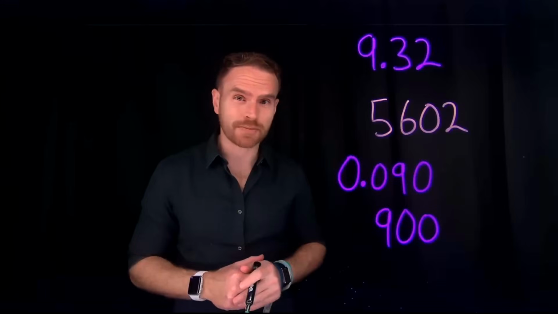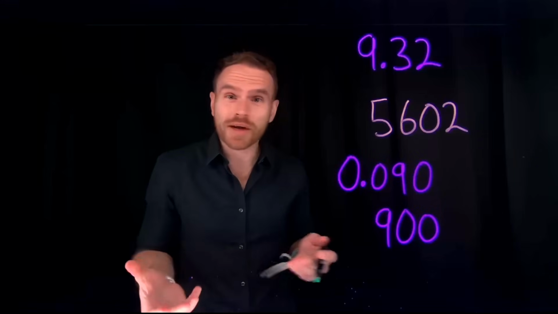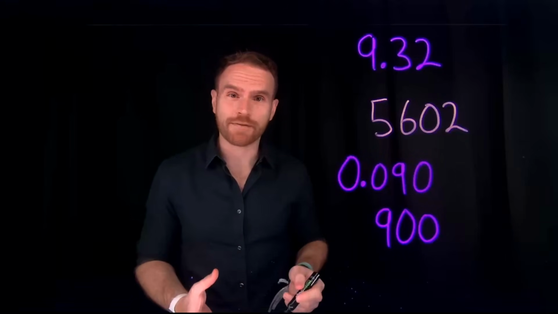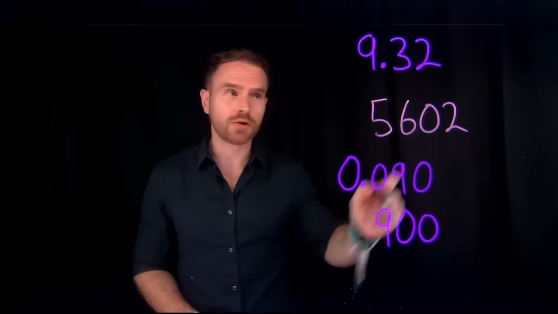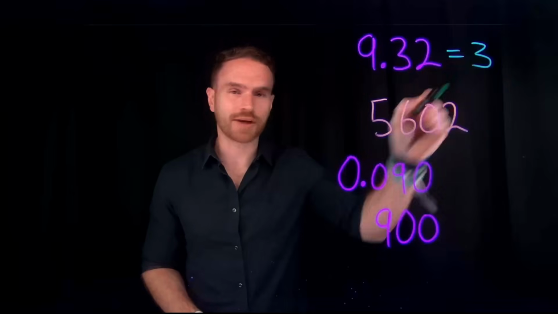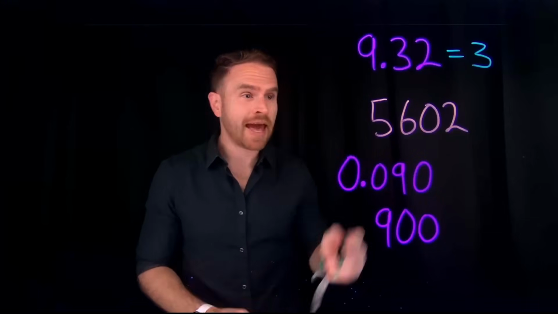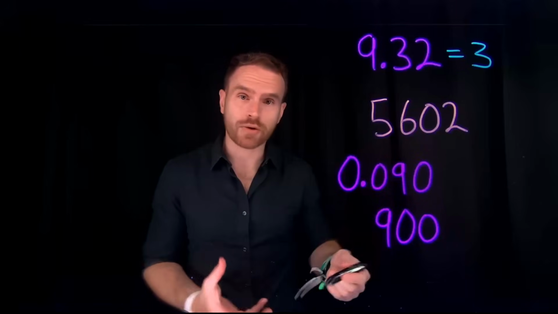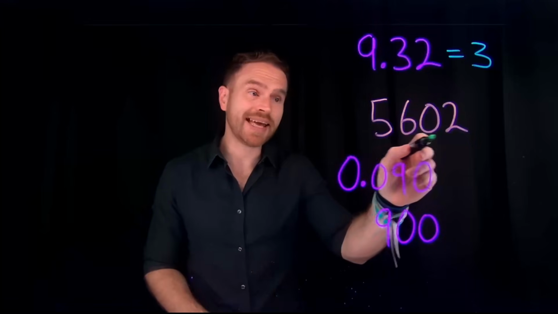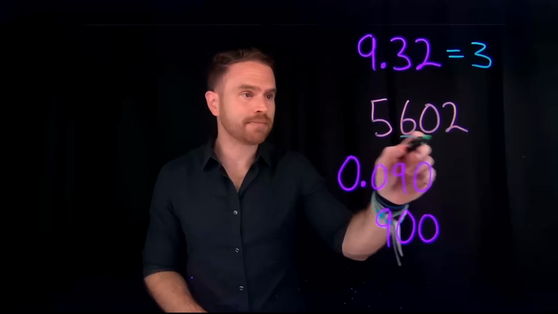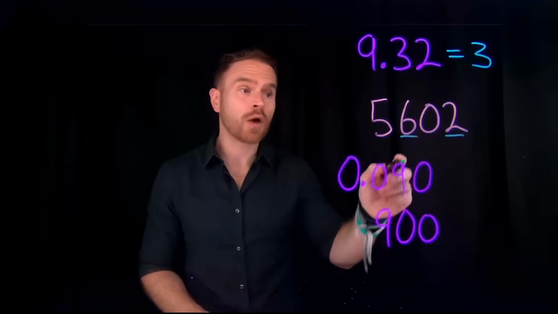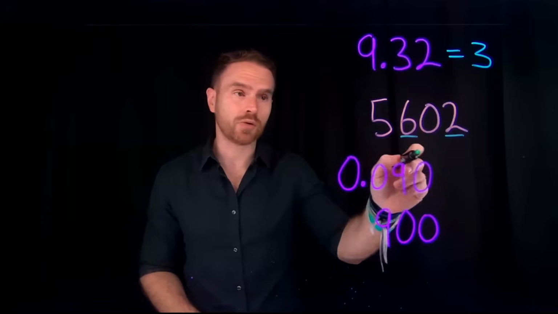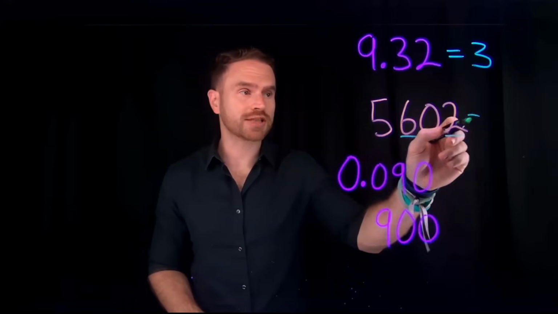But first we need to set some ground rules by being able to identify what even is a significant figure. Any non-zero digit is always going to be significant. So for this case, 9.32, all three of those are significant because they're non-zero digits. In our next value, we have 5602, and notice we do have 0 in this case. However, because it is an internal 0, meaning it is in between two non-zero digits, we would say that it is significant. So as a result, 5602 has 1, 2, 3, 4 significant figures.